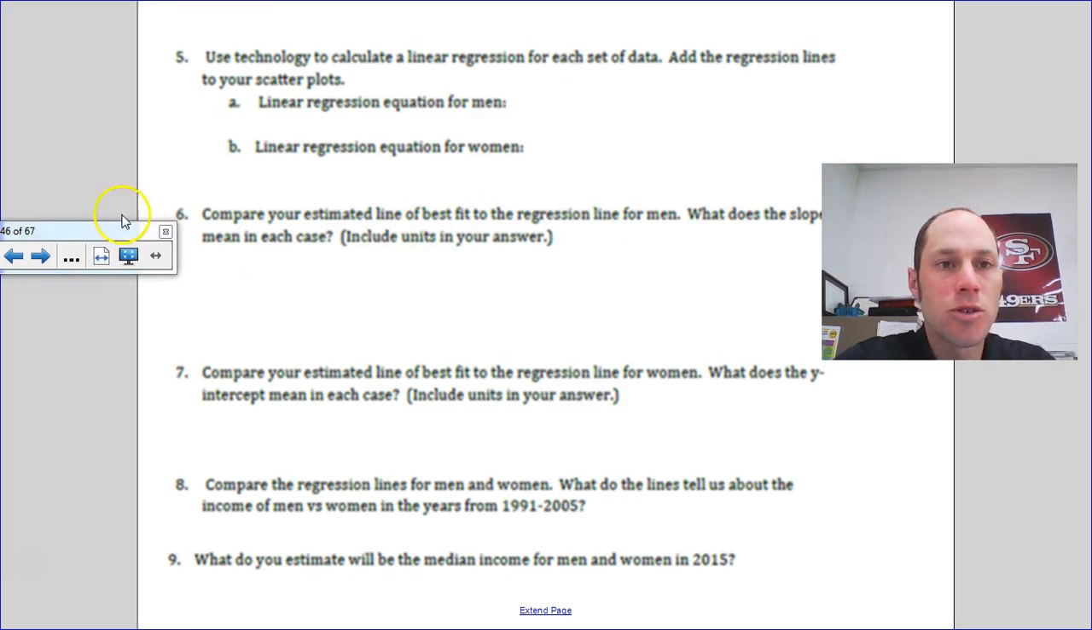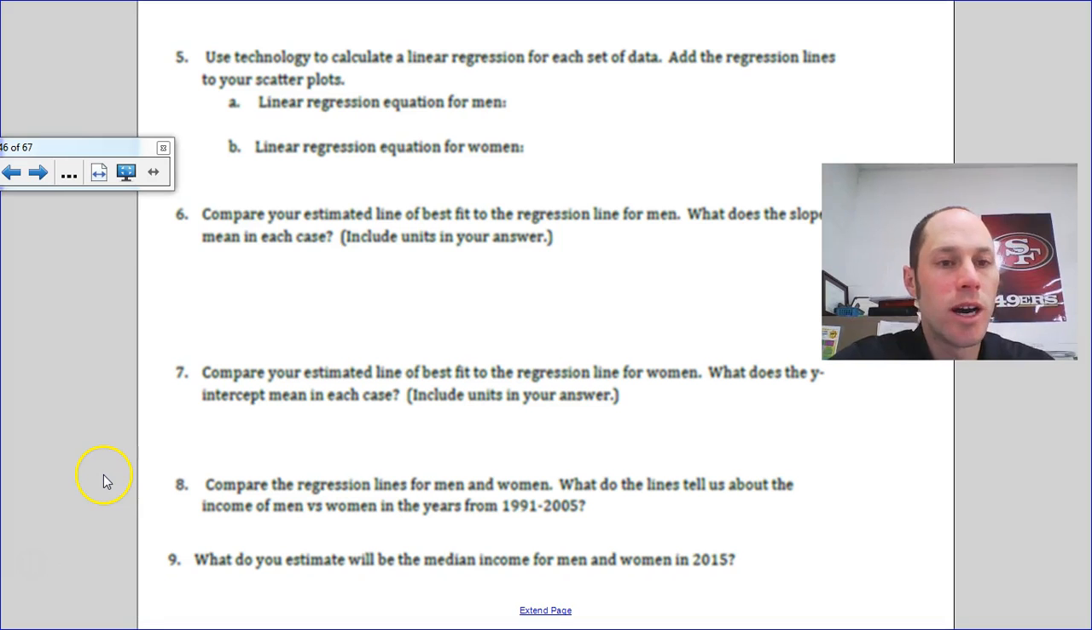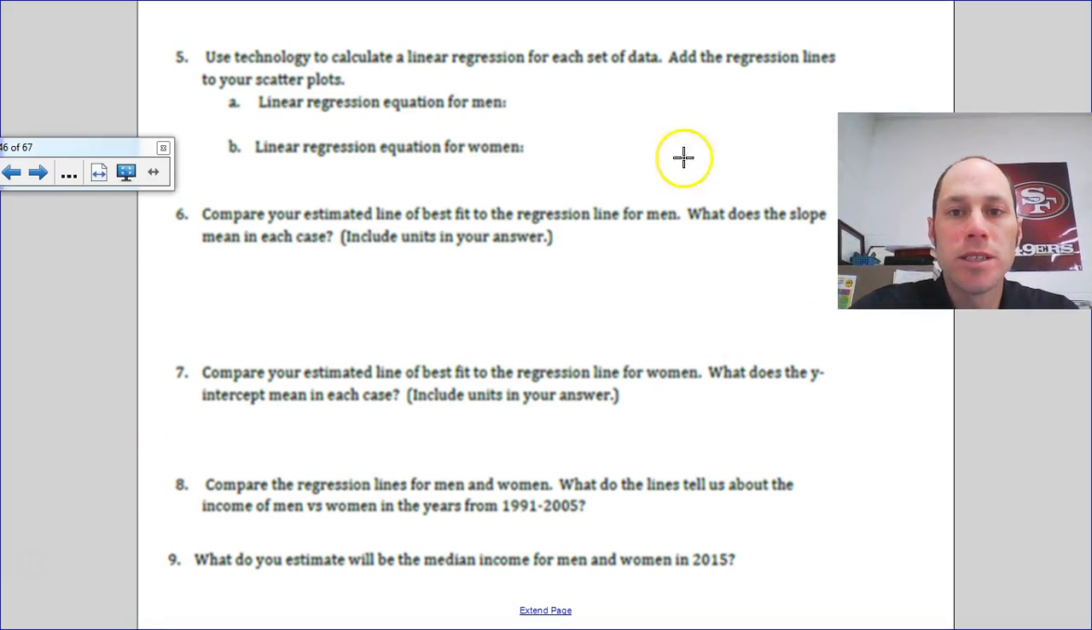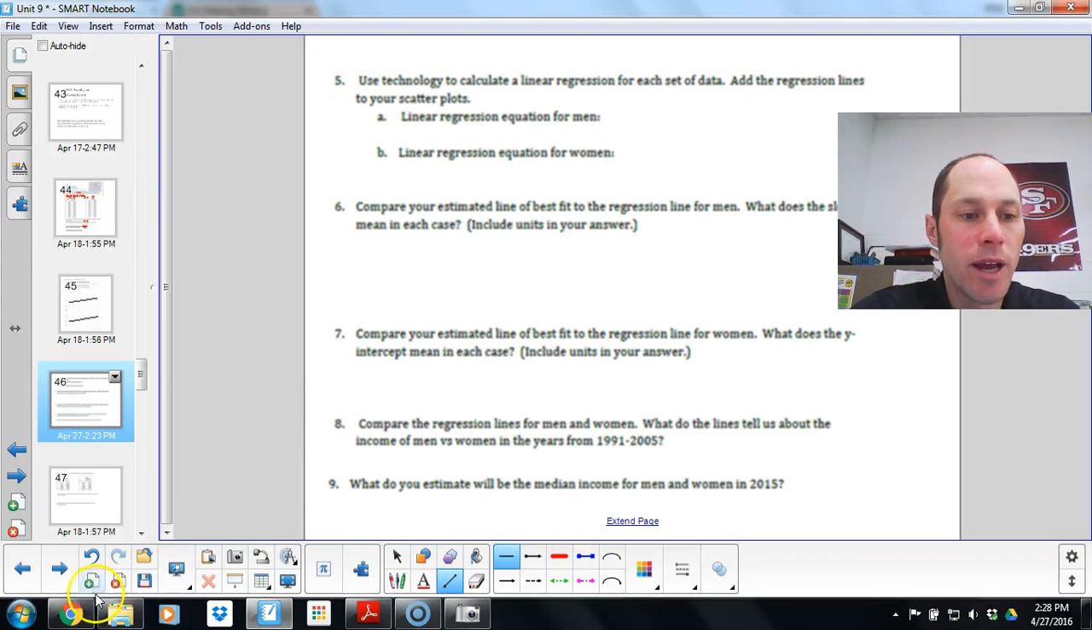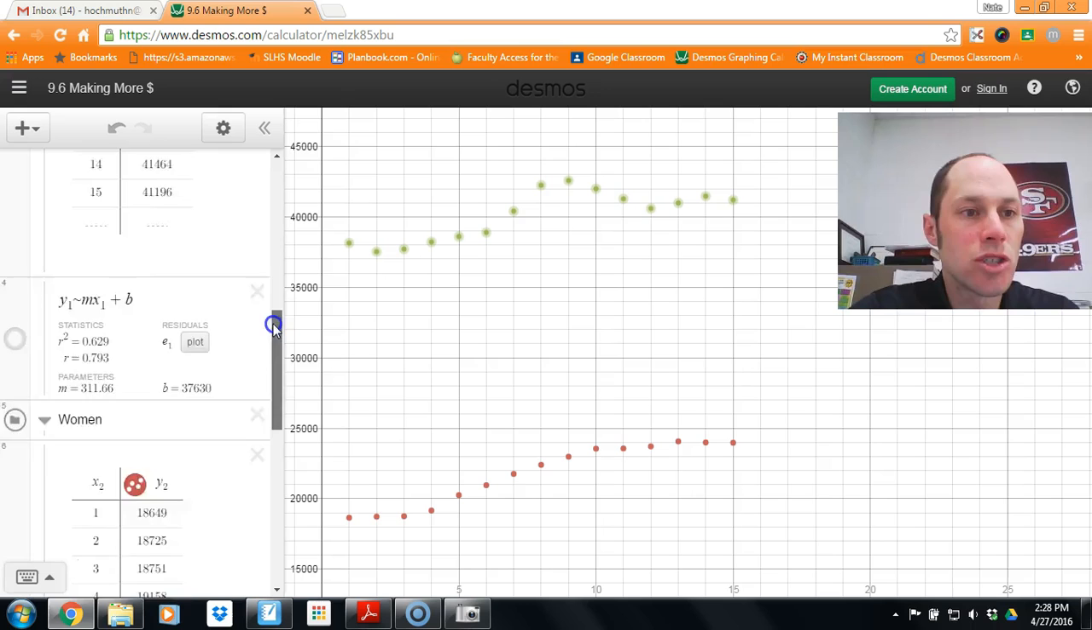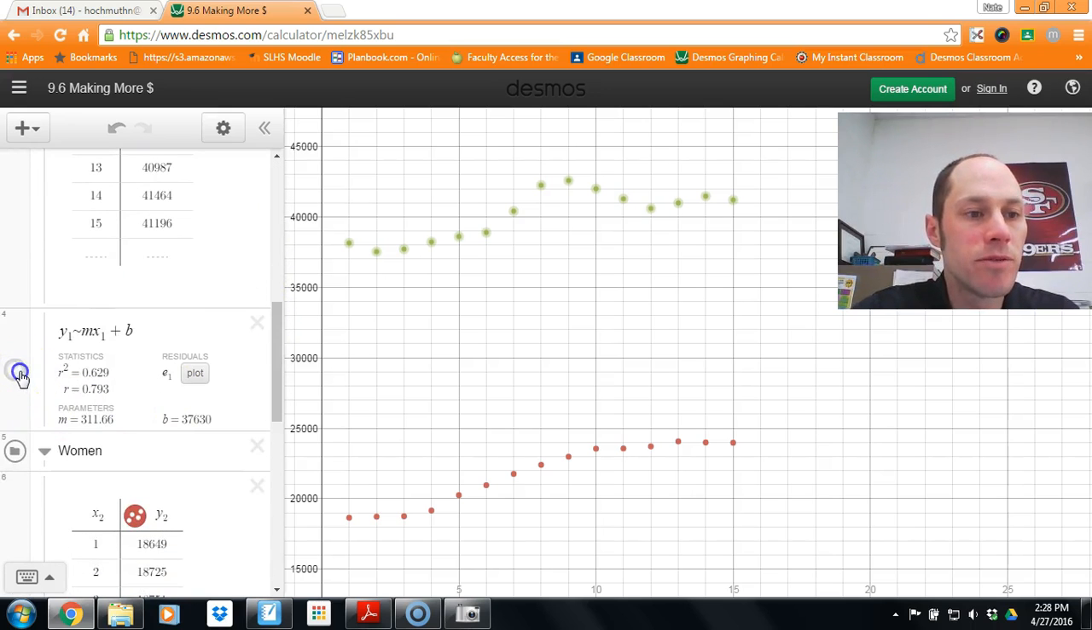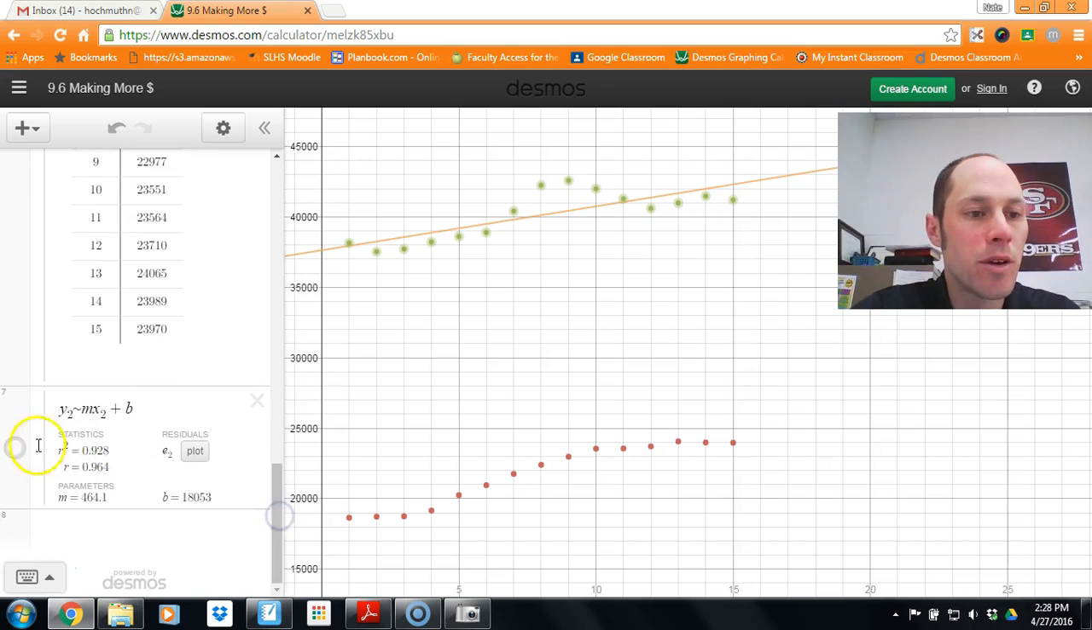The next thing I want you to work on is to create the linear regression. And that you can do on Desmos. And we can take a look at that. But then I'd like you to create those regression equations and then talk about what the slope means in terms of units. What does the y-intercept mean? Compare your regression lines for men and women. And what does it tell us about their income? And then what do you estimate will be the median income for men and women in 2015? So use your regression equations. So go back into Desmos and use your regressions and your lines of best fit in order to come up with those and make those predictions. So restart the video after you've answered those questions.